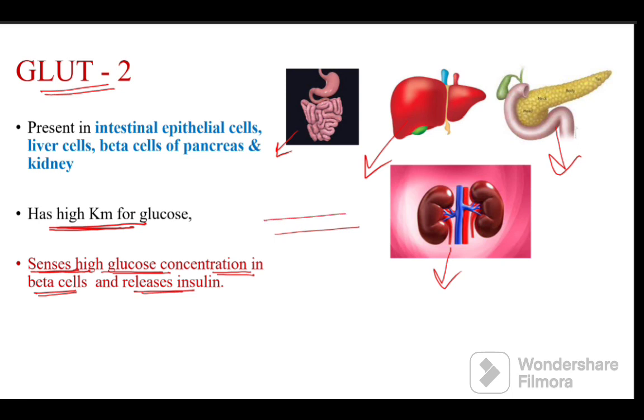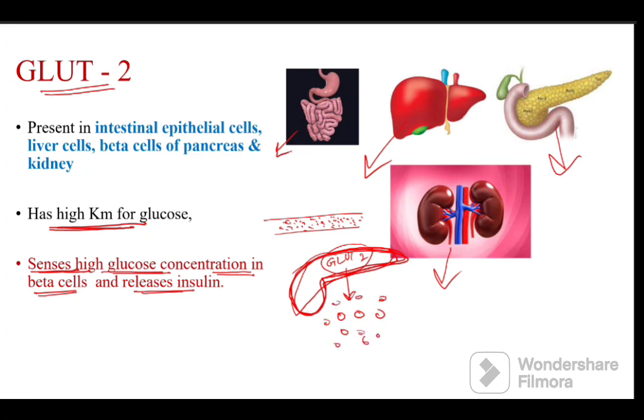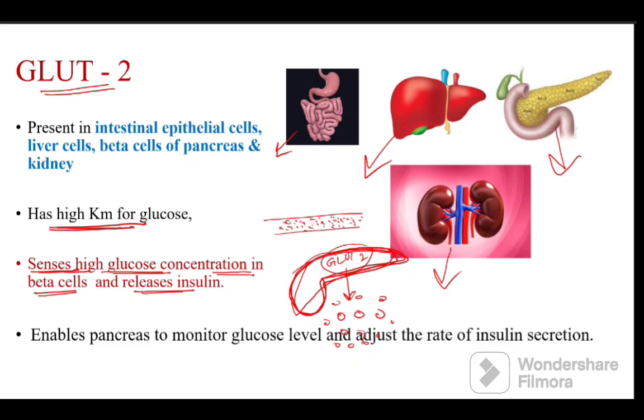So whenever there is a high glucose concentration in the circulation, for example, if this is the pancreas, this high glucose concentration is sensed by the GLUT2 transporter, and this GLUT2 transporter will stimulate insulin so that the glucose that is present in the circulation is absorbed. And it also enables the pancreas to monitor glucose level and adjust the rate of insulin secretion.